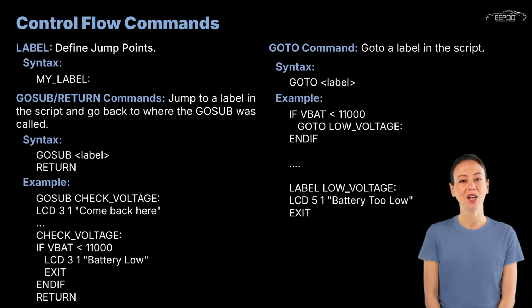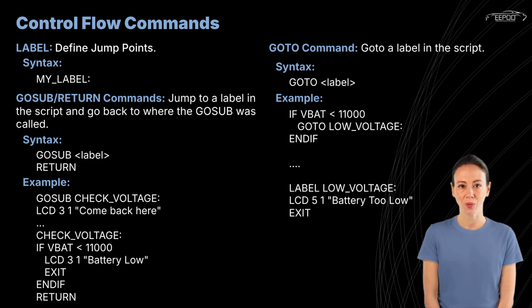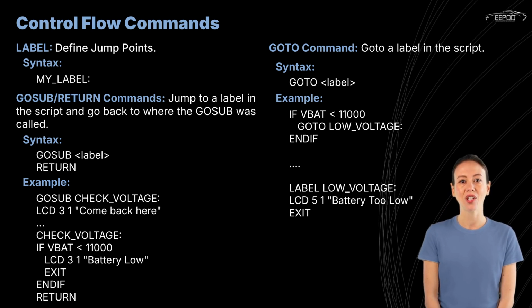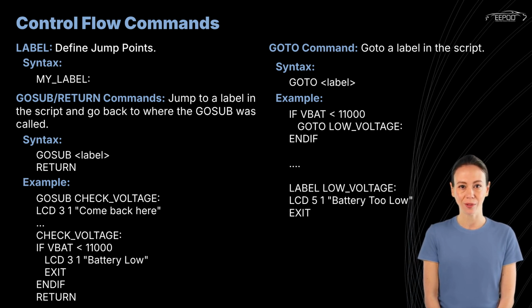Now, let's talk about how you can move around inside your FSCRIPT program, jump to different sections, or call reusable blocks of code. The 3 commands you'll use for this are: goto command, unconditional jump to a label; gosub command, jump to a label and come back later; return, come back from a subroutine.